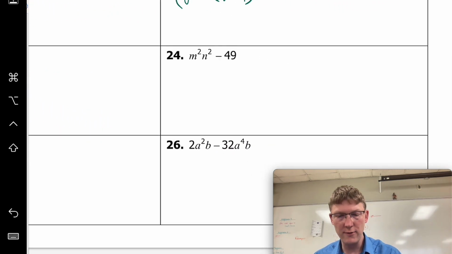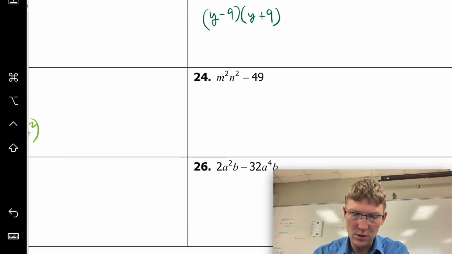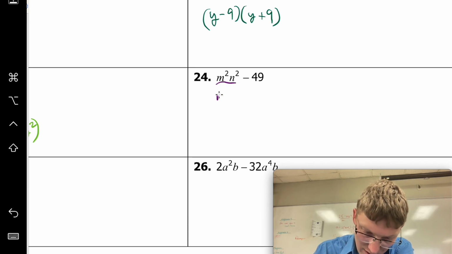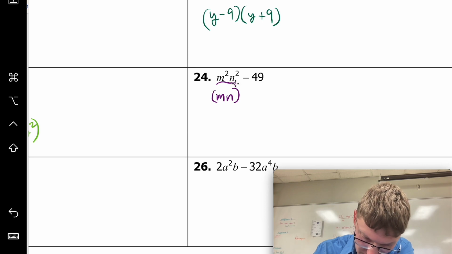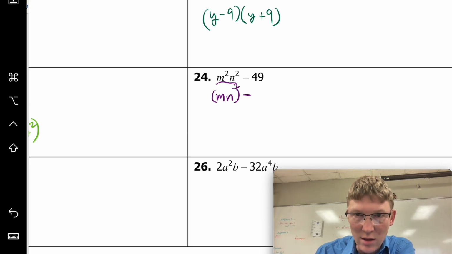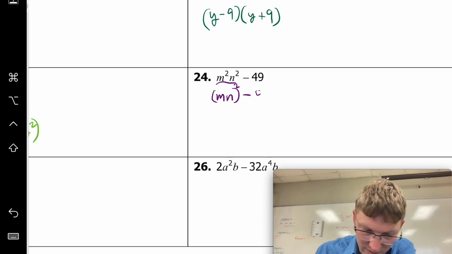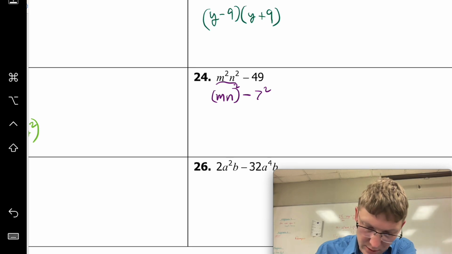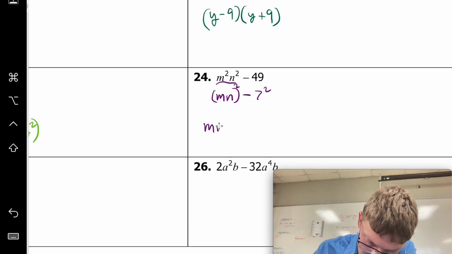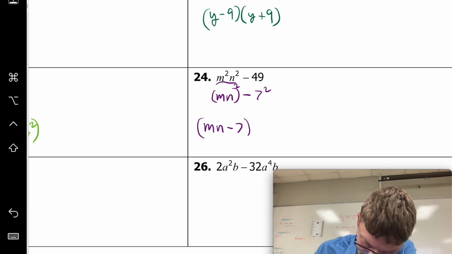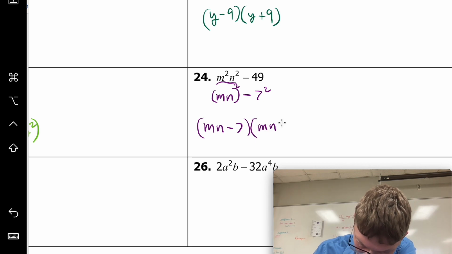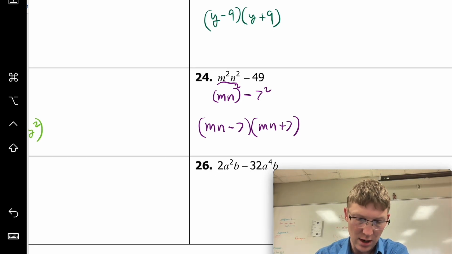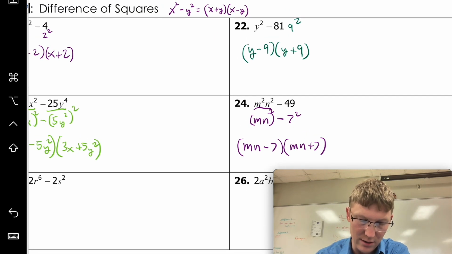So over here at 24, the left term right here is the same as mn squared. I hate it when they put m and n together. And 49 is the same as 7 squared. So when we do our difference of squares, we're going to have mn minus 7, mn plus 7. The last two, I want you to try yourself and see if you get the right answers.